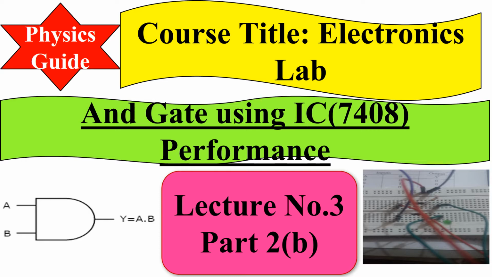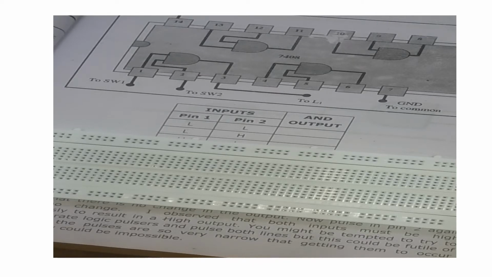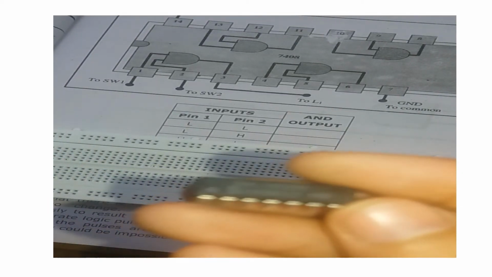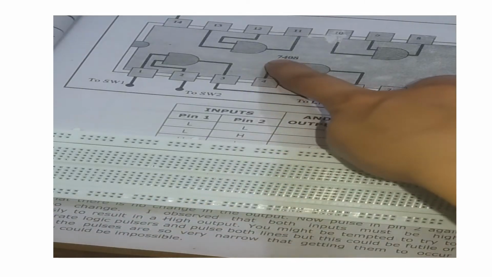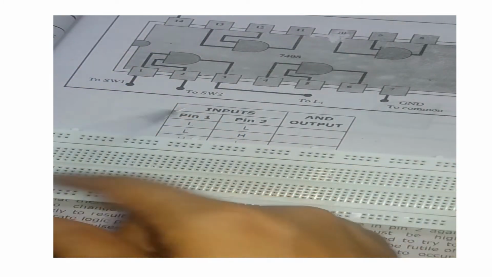IC number is 7408. In the previous lecture we designed an AND gate on the breadboard using diodes. In this lecture we design an AND gate on the breadboard using IC. Today we design a circuit diagram for the AND gate using IC and build the circuit on the breadboard. The apparatus required is the IC, number 7408 as mentioned in this diagram, and also a breadboard, connecting wires and a battery.